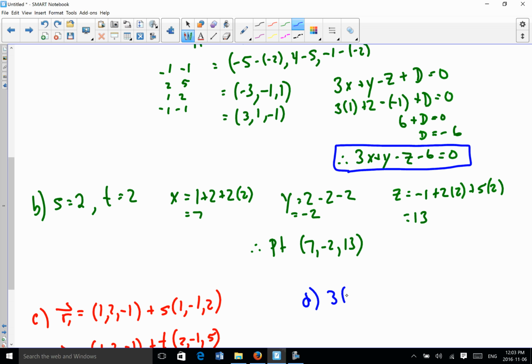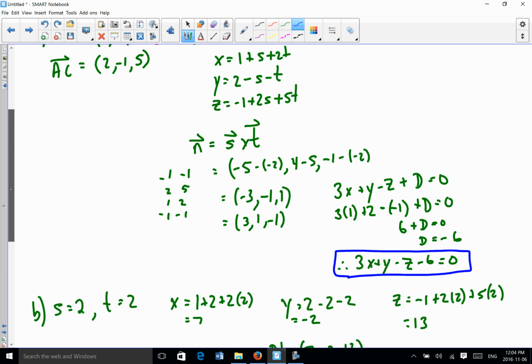So 4 for X, 5 for Y, and negative 3 for Z. Well, if that point's on the plane, this equation has to come out to 0. And if we try it, we get 12 plus 5 plus 3 minus 6, which is 14. Well, 14 doesn't equal 0, so that point is not on the plane. Okay, that's the fast way. Now, I said you could use your parametric. There's nothing wrong with that. It would just take a lot more work, that's all.